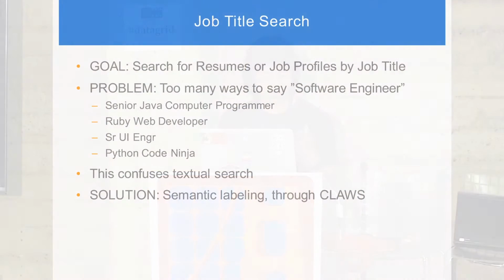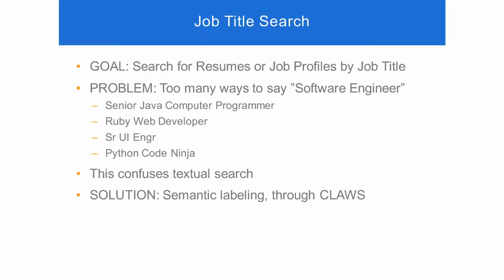Obviously you're going to run into a lot of problems with textual search here, because software engineer is not going to return any of these results. These don't have software or engineer anywhere in them. So how do we solve that? Well, what we really need is some way to recognize the true semantic content of these job titles. We need someone to say that computer programmer, web developer, UI engineer, and code ninja all kind of mean software engineer.